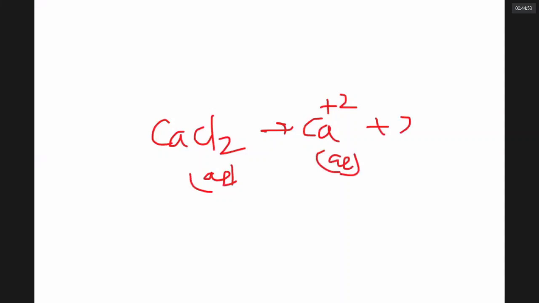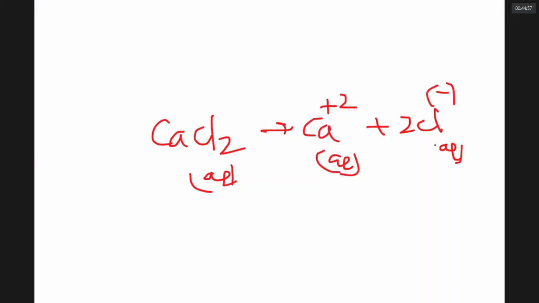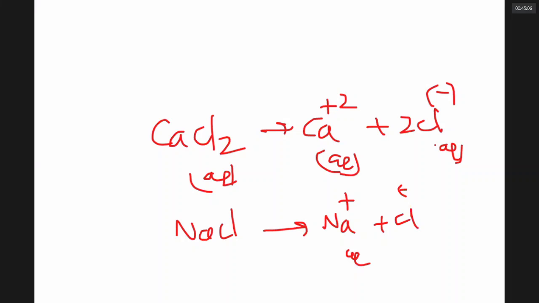Ladies and gentlemen, if I am putting CaCl2 in water, CaCl2 in aqueous solution urgently dissociates into Ca2+ ions and 2 chloride ions. If I am putting sodium chloride in water, urgently it will break down to give Na+ and Cl-. So in a glass of water, I put some salt, it will dissolve, it will dissociate. I put more salt, it will dissolve, it will dissociate.